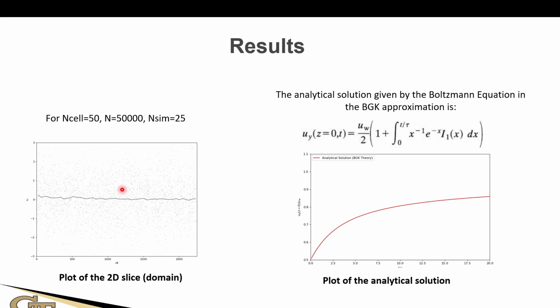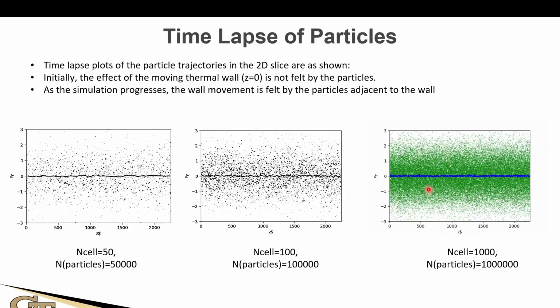So these are the results. This is a snapshot of the particle distribution, and the line shows the average velocities of the particles. You can see that at the wall at some time we have an effect of 0.2, which is due to the wall moving along the positive y direction. And this is the analytical solution given by the Boltzmann equation under the BGK approximation. This is a Bessel function of the first kind, and it can be evaluated using Python as shown here.